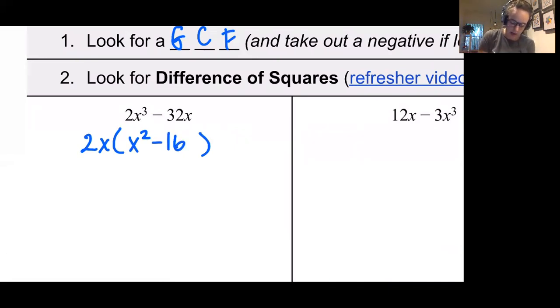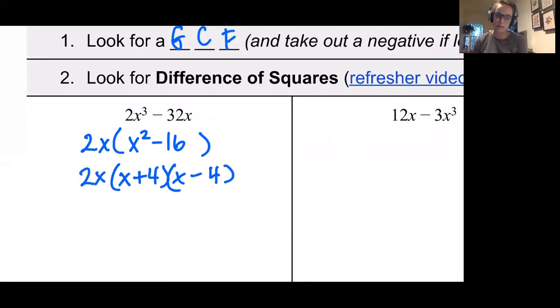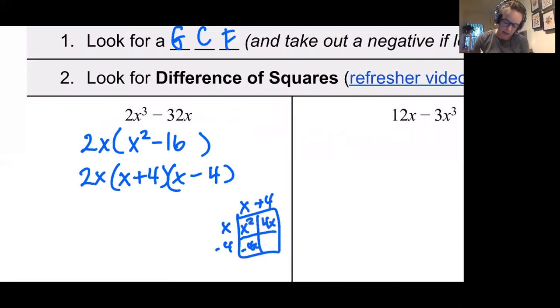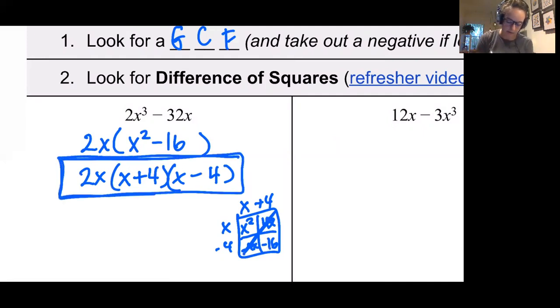So x squared is broken into x and x. 16 is broken into 4 and 4. We have one positive, one negative, because when they multiply together, they have to make that negative. We still have the 2x out front, right? Remember, if you need a reminder on how this works, x plus 4 times x minus 4 would make x squared, positive 4x, negative 4x, and negative 16. And those x terms would cancel and leave us just with x squared minus 16. So that's how it multiplies back together to get there. And then we would multiply in that 2x. So this is our factored version.